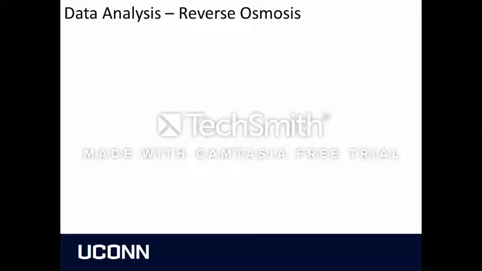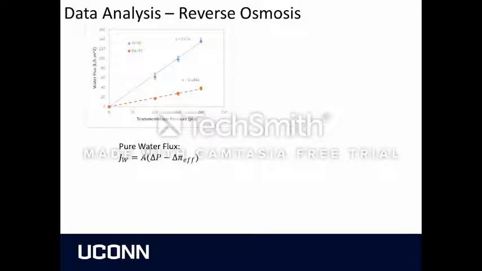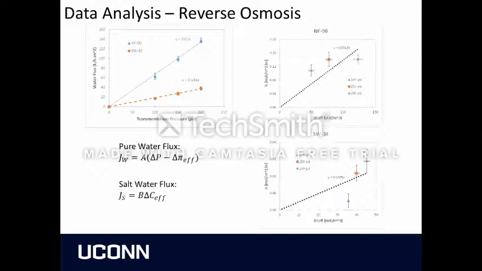For reverse osmosis, we calculated the pure water flux by running trials with only water and collecting the permeate from each membrane cell and recording their corresponding masses. We then plotted pure water flux versus transmembrane pressure for each membrane. The slope of these lines are the hydraulic permeability constants for each membrane. Next, we used conductivities measured in our salt water trials to plot the salt flux versus the effective concentration for each membrane. The slopes of these lines represent the solute permeability constants.